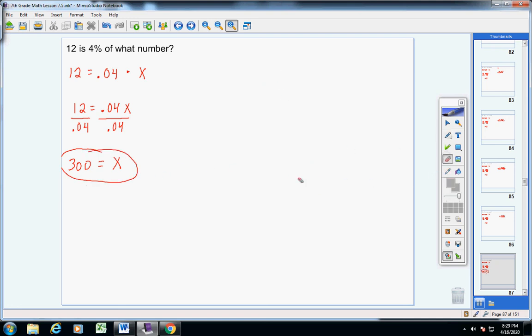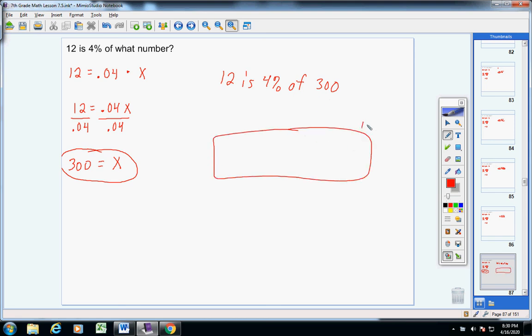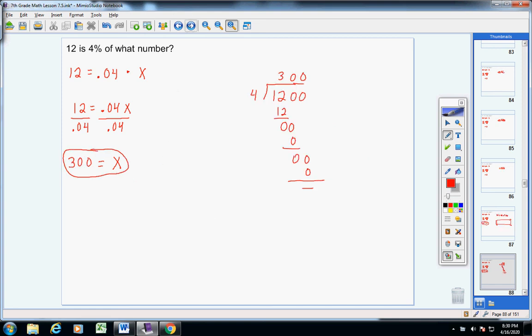However, I'm going to take it a step further and write something like this. 12 is 4% of what number? That's 300. So guys, this should make sense. 12 is 4% out of 300. So your 100% would be 300, and 4% is way over here at the number 12. Okay? Alright, moving on to the last one here.